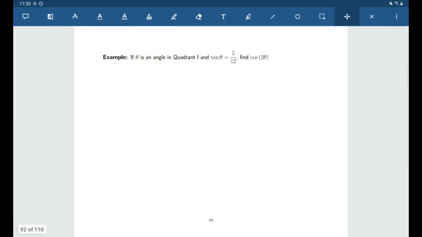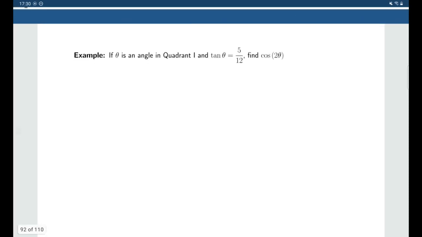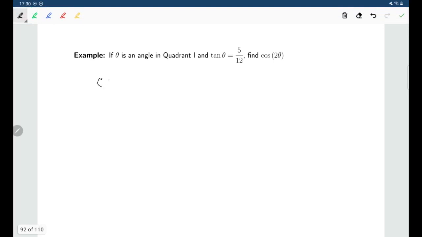Okay, so now let's use this. We're looking at an angle in quadrant 1, and we know the value for tangent theta as 5/12, and I'd like to find the value of cosine of 2 theta. So if we're thinking about this, no matter which of the identities I use for cosine of 2 theta, I'll either have cosine squareds and sine squareds, or just cosine squareds, or just sine squareds. But at any rate, I'm going to need to know the values of sine and cosine of theta. So that's going to be my first move here. I know the value for tangent theta, and I'm going to use that to find the value of cosine and sine.